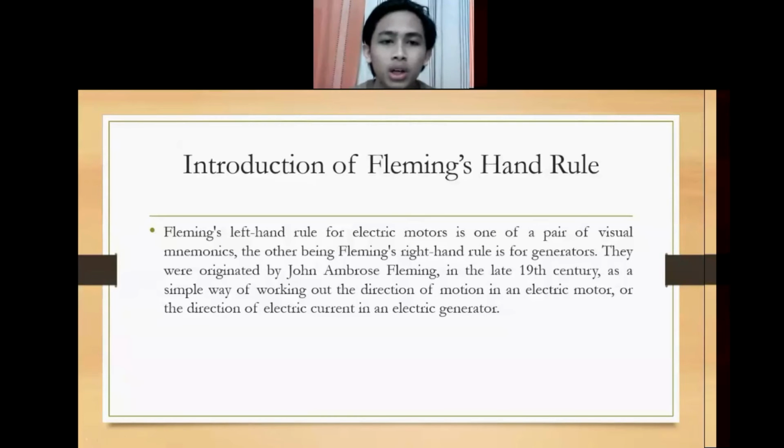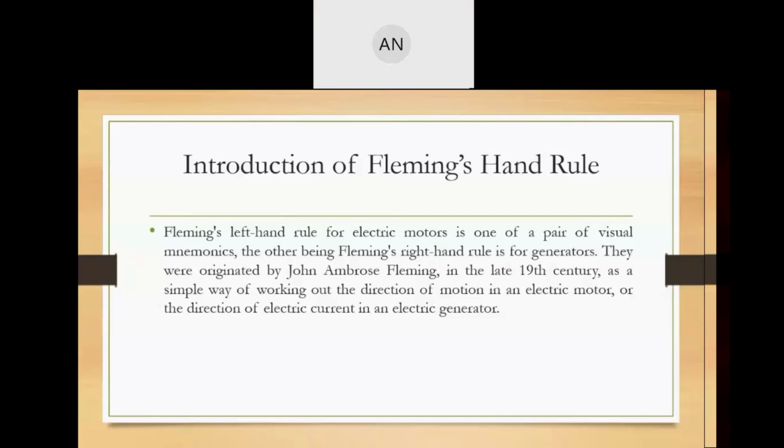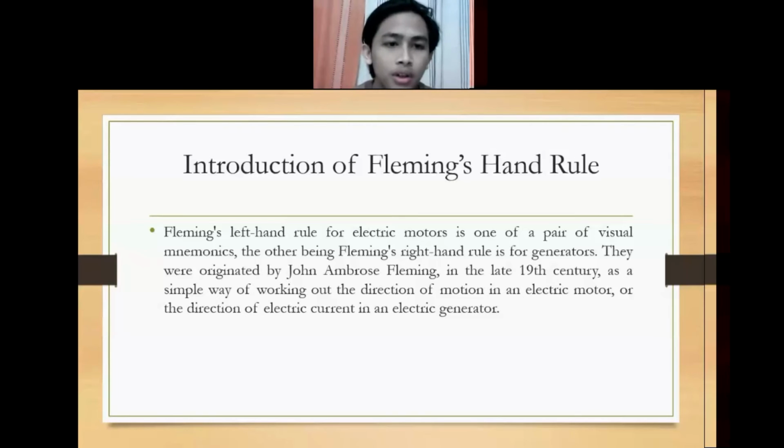My name is Muhammad Nuraqmal bin Muhammad Shariff, and today I will explain about the Fleming left-hand rule. Introduction of the Fleming hand rule. Fleming left-hand rule is used for electric motors.